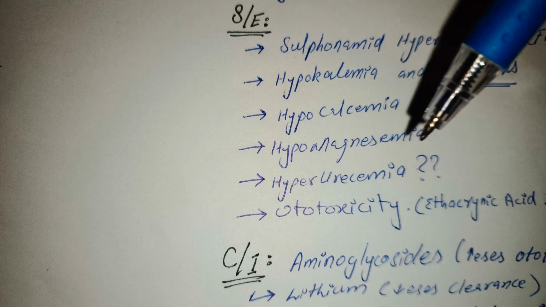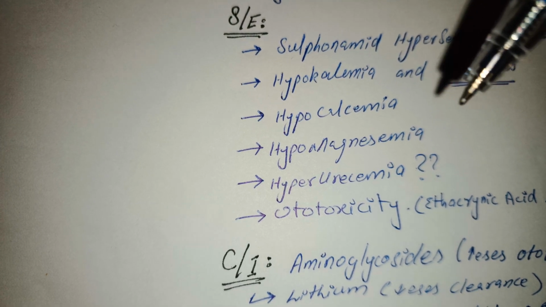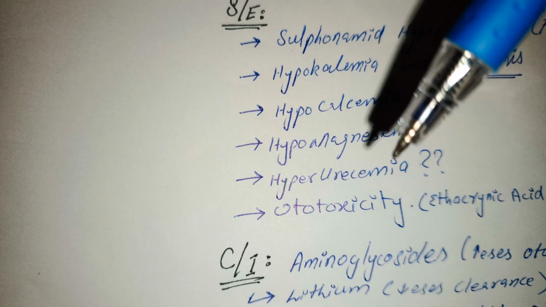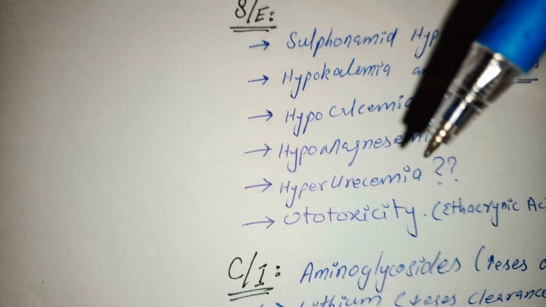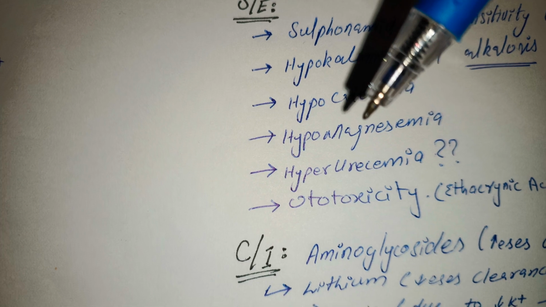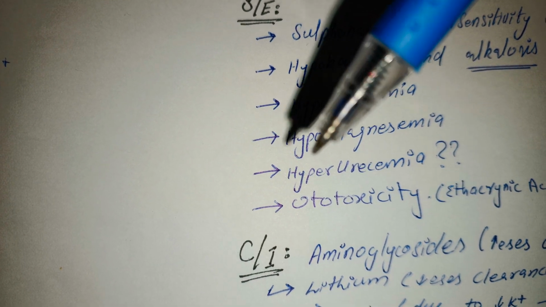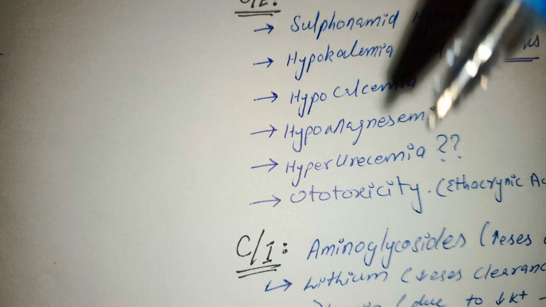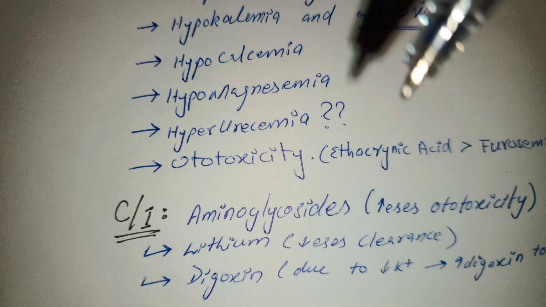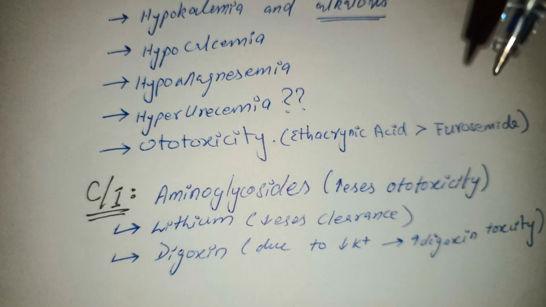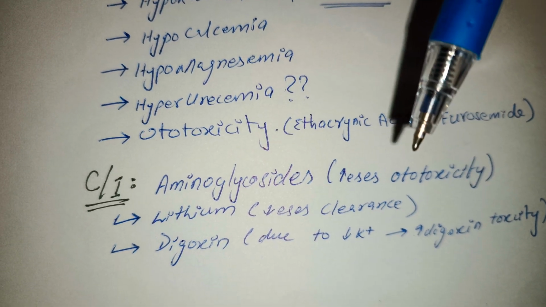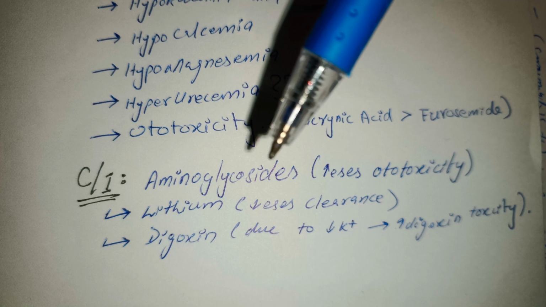Tell me, how do these loop diuretics cause hyperuricemia? Actually, loop diuretics are weak acids, and they compete with our organic acids to be secreted into the urine. So in this way, after this competition, it will result in hyperuricemia, and it is ototoxic. It is toxic for the ears, and ethacrynic acid is more toxic than furosemide.